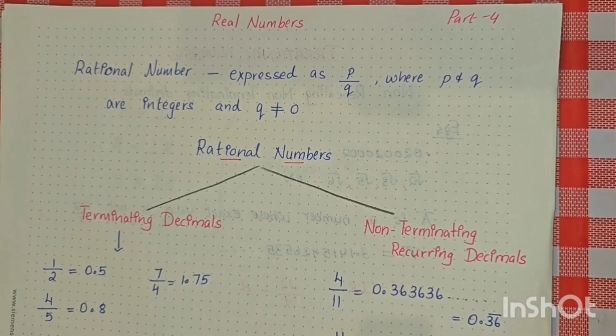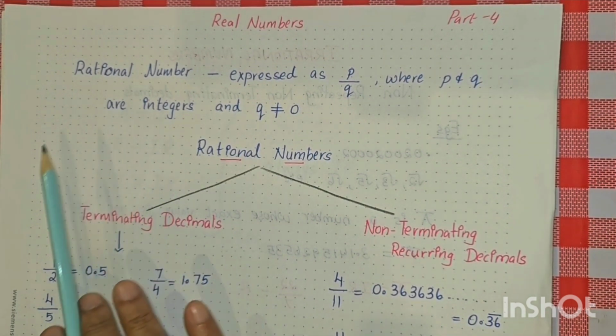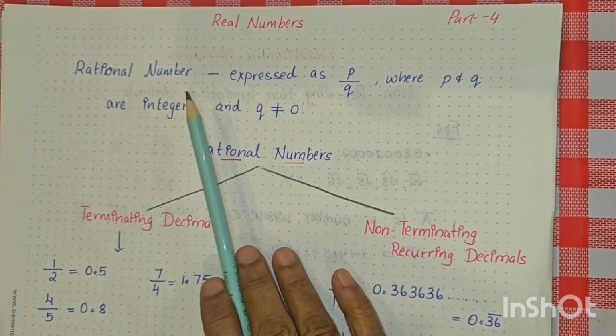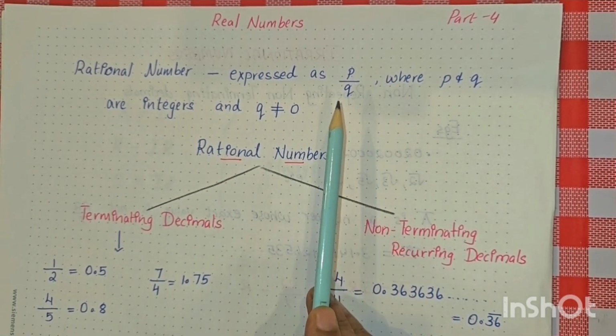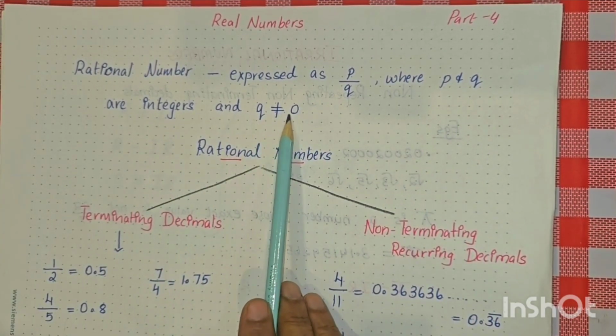So in this segment we will prove root 2 is irrational and related problems. Before we go into that, let us recap what is a rational number and an irrational number. You learned it in 9th standard. A rational number is a number which can be expressed in the form of p by q, where p and q are integers and q is not equal to 0.